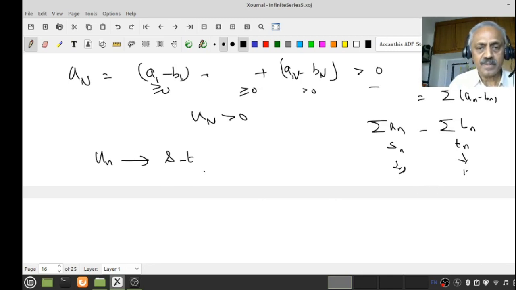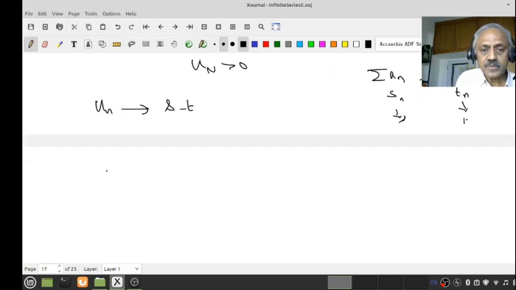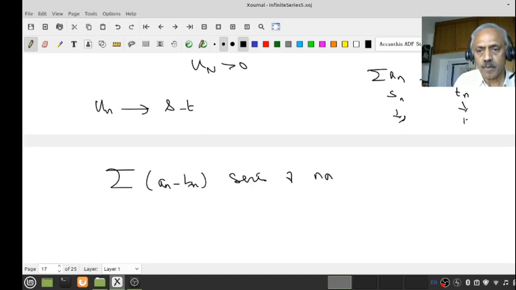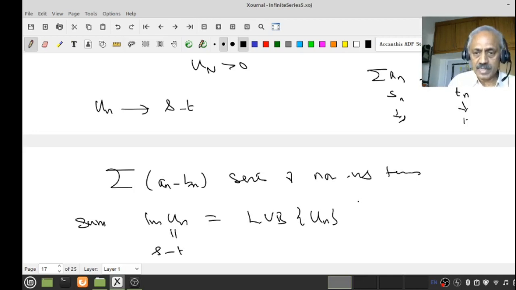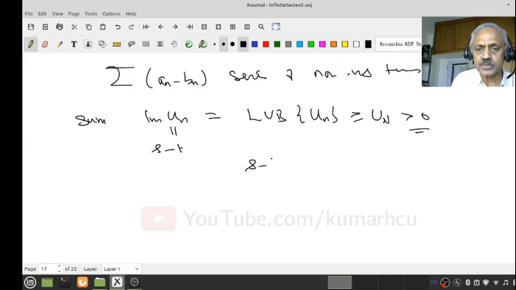You understand that? Right. But what do I know about the series? The series an minus bn is a series of non-negative terms. Therefore, what is the sum? The sum is the limit of Un, which is the least upper bound of the Un's. But remember, I know the limit of Un is S minus T because of algebra of convergent series, and this LUB must be greater than or equal to Un, but that particular Un is already positive. Therefore, I get S minus T.